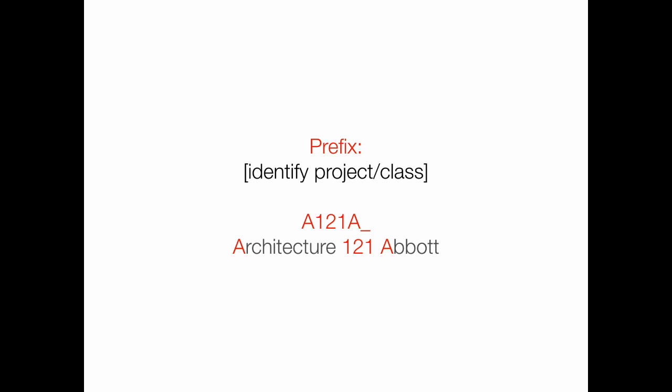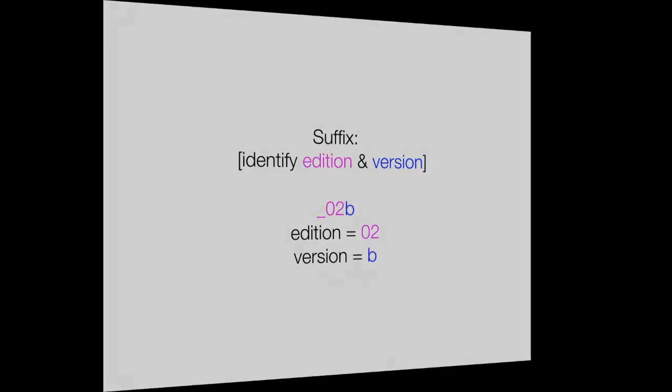So in this case, if you were taking 121 with Professor Abbott, your prefix would be A121A. And that just goes in front of any file related to that class. And if you know that and you keep track of it, it makes it really easy to find any file related to that particular class. Is this required? No. It's just something that I'm trying to share with you as a way of helping keep your life a little bit more organized, right?